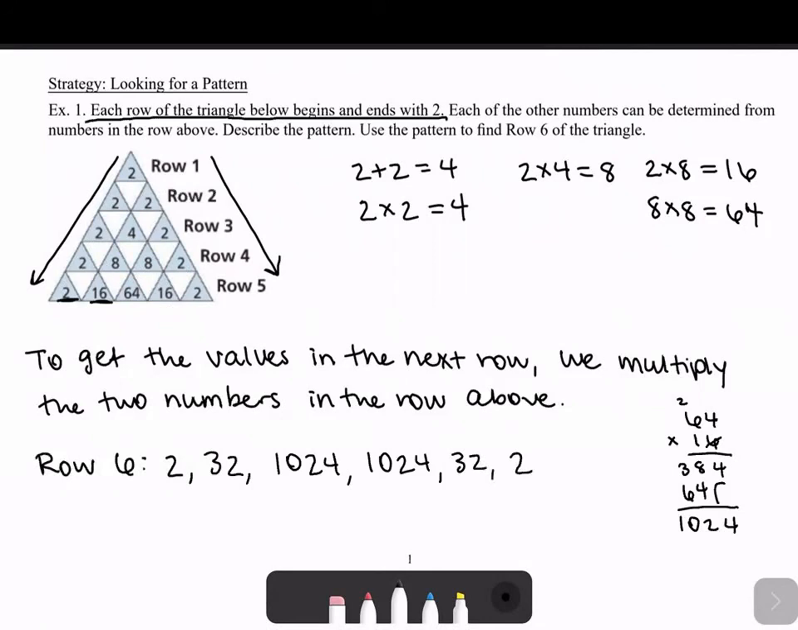Okay, so this is the pattern. To get the values in the next row, we multiply the two numbers in the row above that are above that position. And then we found the next row.